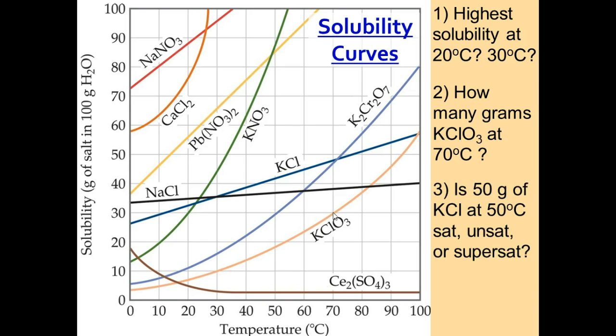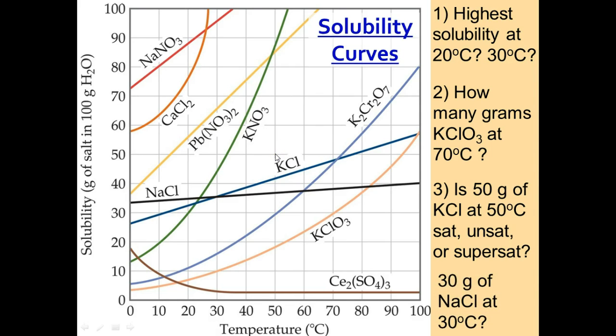Is 50 grams of KCl at 50 degrees Celsius saturated, unsaturated, or supersaturated? So 50 grams at 50 degrees Celsius. That's right here, and KCl is down here. So remember, I told you that these lines are saturation points, so if there's something above it at that particular temperature, so at 50 degrees Celsius, 50 grams is above the line, so this would be considered supersaturated. So think of Superman flies high in the sky, so it would be supersaturated because above and beyond, so Superman.